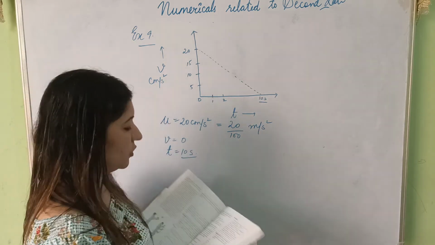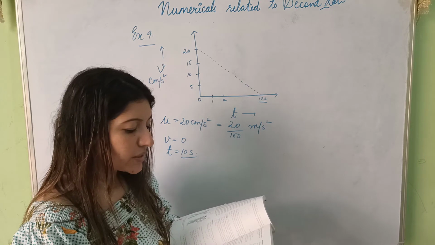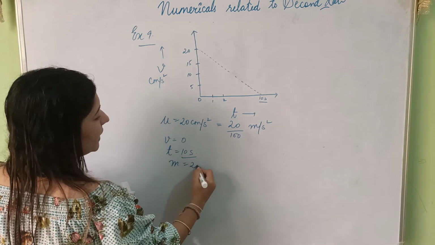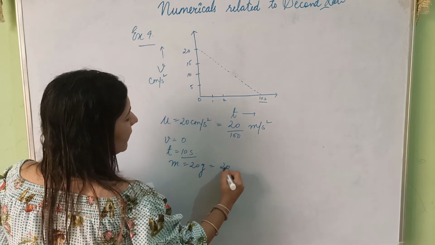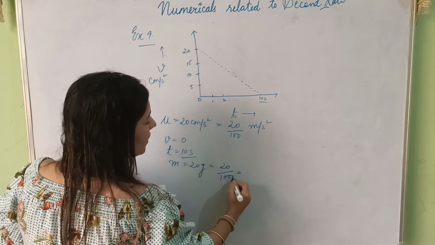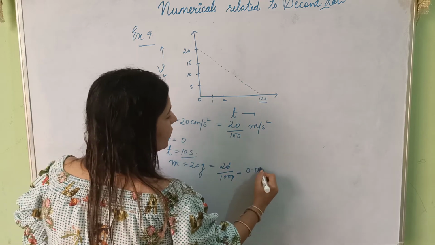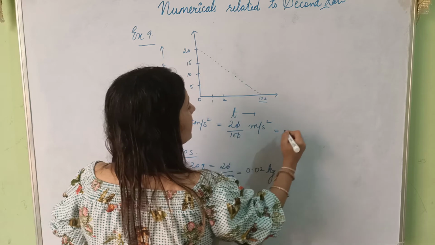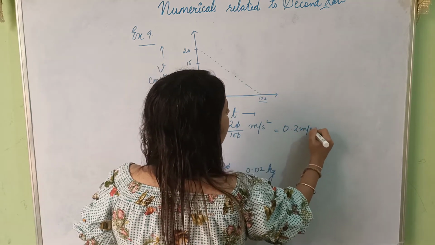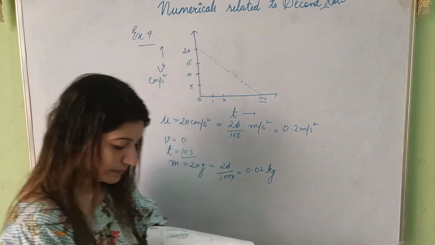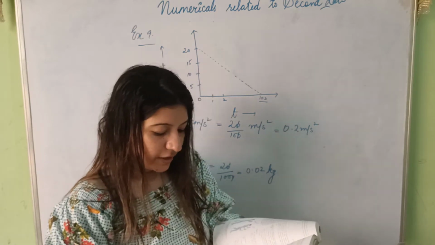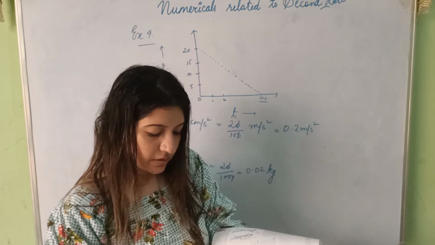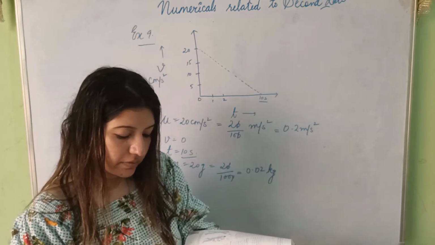Now what do you need to find? The velocity time graph of a ball of mass 20 gram. Now mass is also given, it is 20 grams converted into kg: 20 by 1000, 0.02 kg, and the initial velocity was 0.2 meters per second square. You need to find out the force. How much force does the table exert on the ball to bring it to rest?